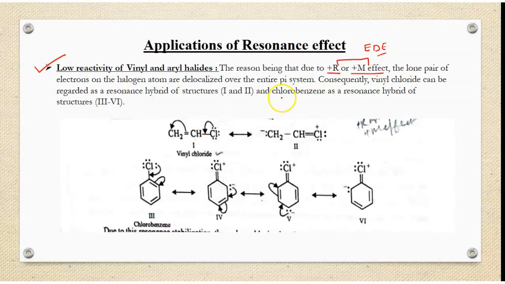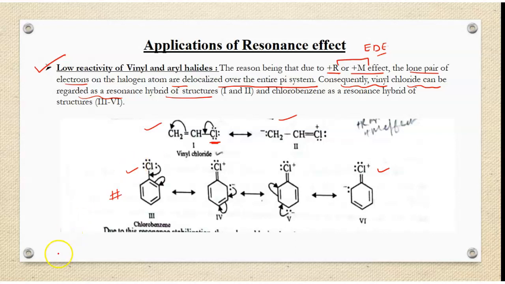So what is happening? The lone pair of electrons present on the halogen atom is delocalized over the entire pi system, right? And consequently, vinyl chloride can be regarded as a resonance hybrid of these two structures and aryl halide can be regarded as the resonance hybrid of these structures, right? अब बात आती है कि एग्जैक्टली इलेक्ट्रॉन डोनेटिंग इफेक्ट की वजह से कैसे आप बोल सकते हो कि विनाइल और एराइल हैलाइड की रिएक्टिविटी कम है.